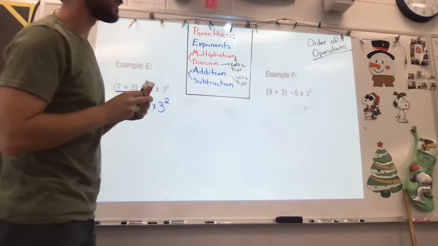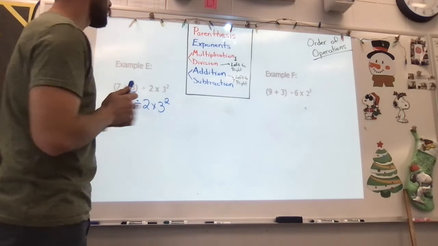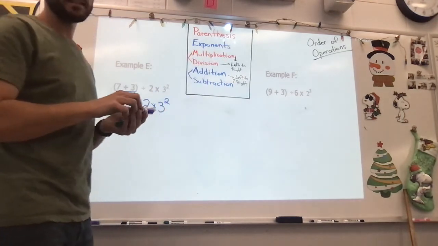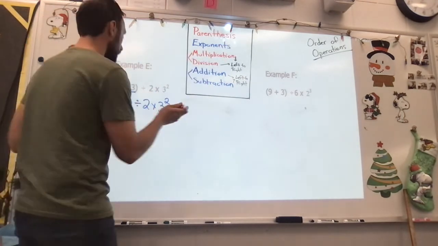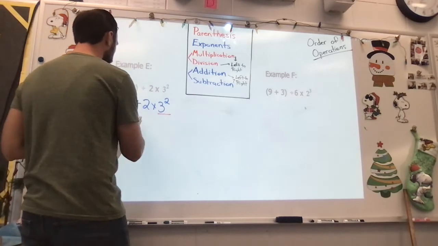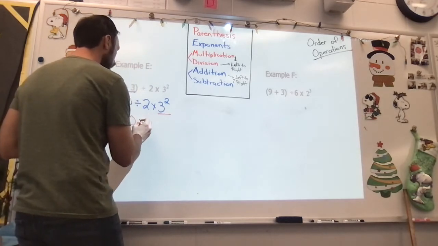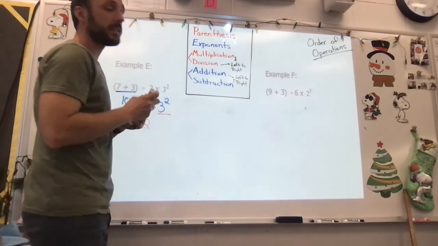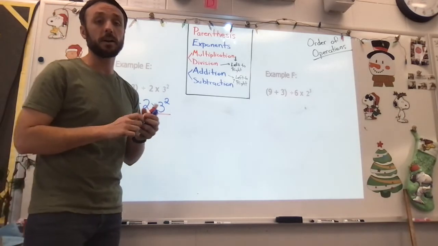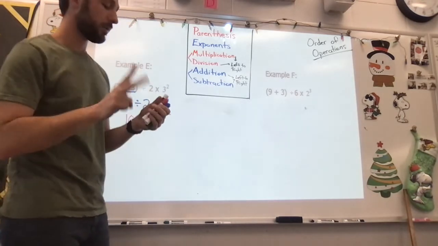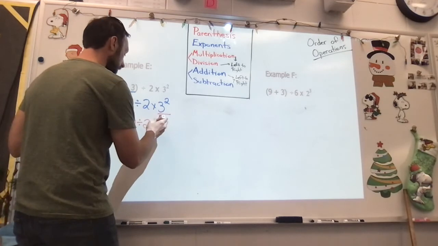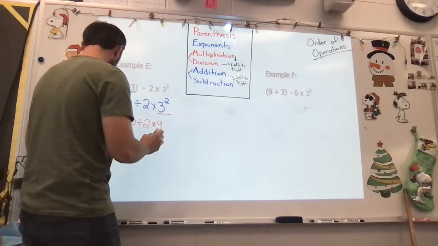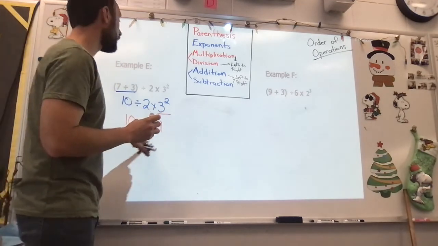Go back to my checklist. Do I have parentheses? No. Do I have exponents? Yes, I do. So I'm going to do my exponents next. Copy down what I haven't used yet. 3 to the second power is not 6. 3 to the second power means 3 times 3, and 3 times 3 is 9. So now I'm left with 10 divided by 2 times 9.